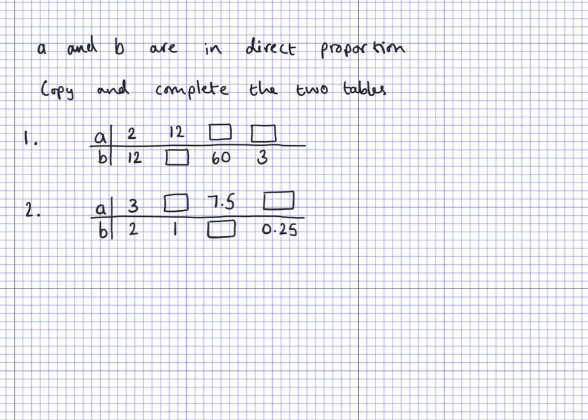So here are some questions for you. A and B are in direct proportion here. You need to copy and complete the two tables. So copy and complete these tables, filling in the values that go in the boxes.